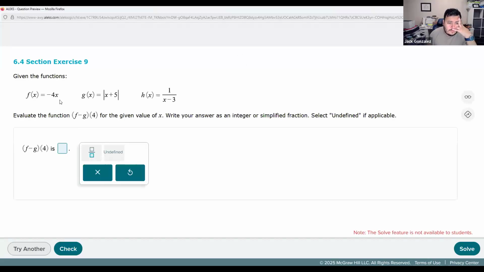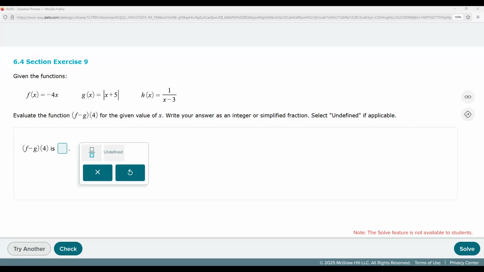Okay. So this notation, I'm going to write this down in a moment. Maybe it'd be easier to give you a formula page. One second. When you see that F minus G at 4, all that means is subtract the functions, see what you get, and then plug in 4. Or plug in 4 into both, get a result, and then subtract them. That's the same thing.